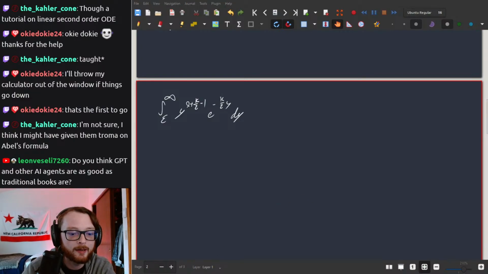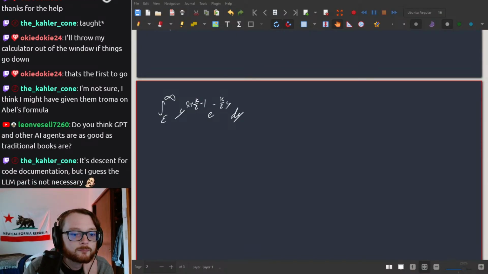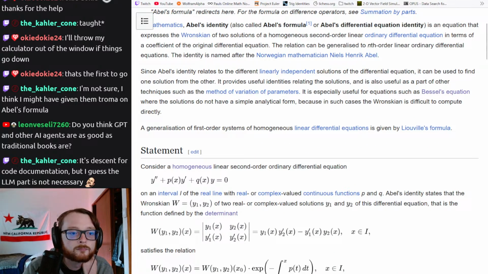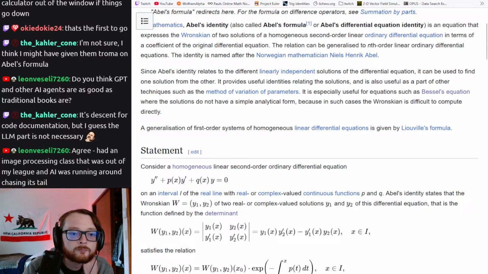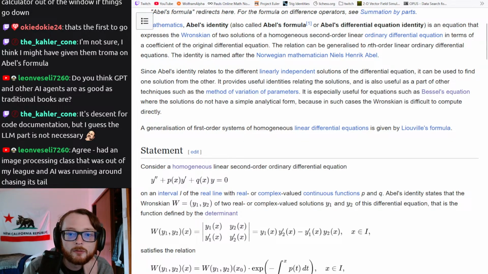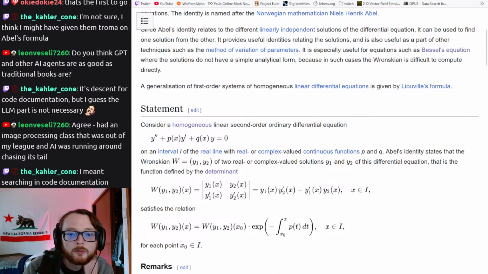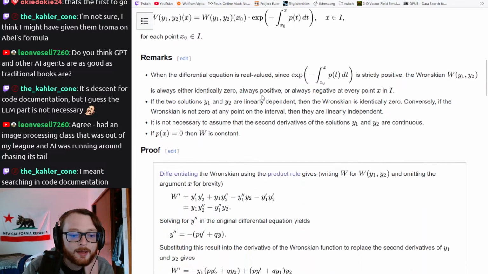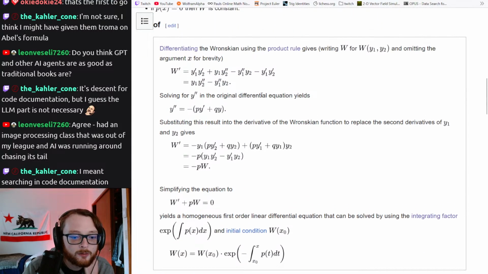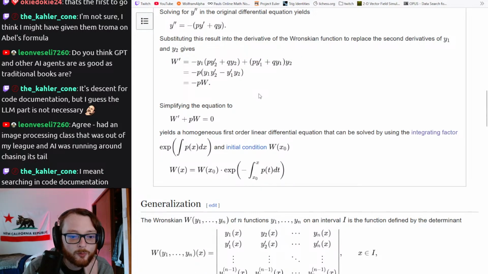Abel's formula. I kind of remember that. I don't. Let me see what it looks like. Oh, is this like variation of parameters? Yeah, it is. Okay. Yeah, I spaced out when my professor was deriving this. I still don't know how you derive it. I just always look up what the formulas are.